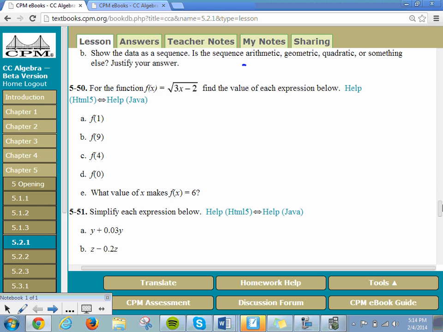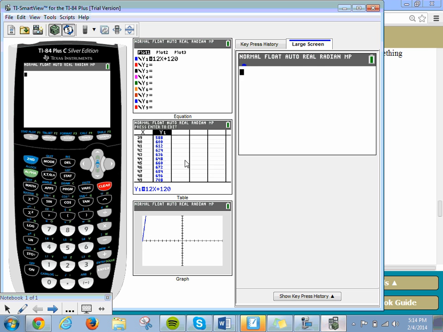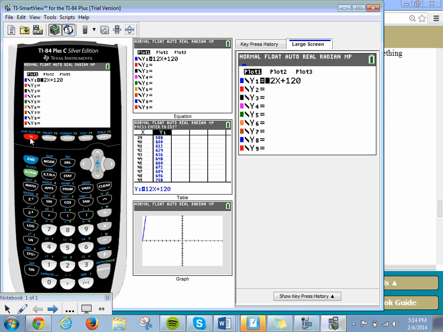All right, 50. They tell us that f of x is equal to the square root of 3x minus 2, and it says to find the value for each expression below. So all we need to do is plug in. So we're in A, wherever we see an x, we need to plug in 1, right? So with this one, it could be as easy as taking it to your graphing calculator. So that is what I'm going to do.